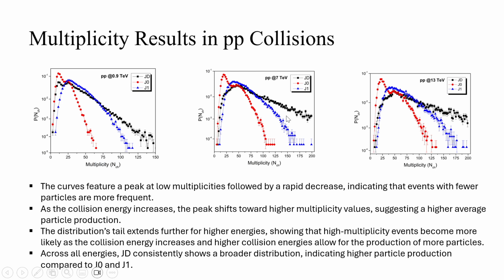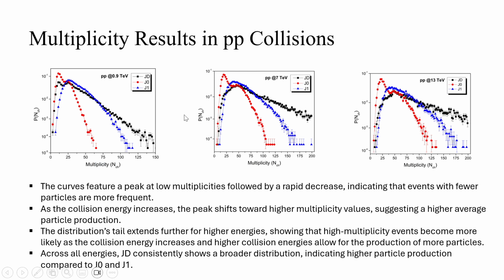What you conclude is that when you increase the amount of energy, you can produce high multiplicity particles. It means more particles are produced. Not that they are frequent, but you can now check the high multiplicity particles. The low multiplicity particles are still more frequent in all these results, but as you increase the energy, you can see that the peak shifts towards the higher multiplicity, and it suggests higher average particle production now.